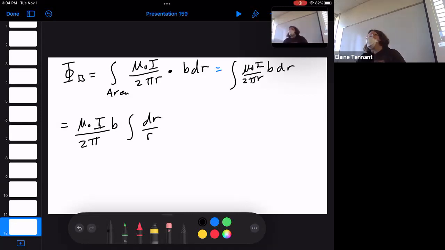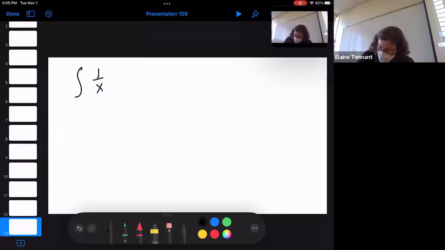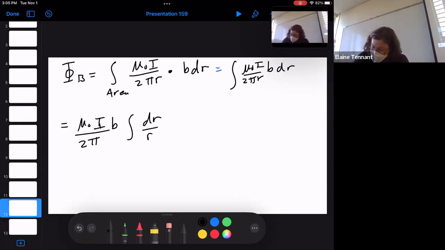We can integrate that. What's the integral of dr over r? dx over x, does that make you happier? Natural log, you got it. Excellent, so we have the natural log.